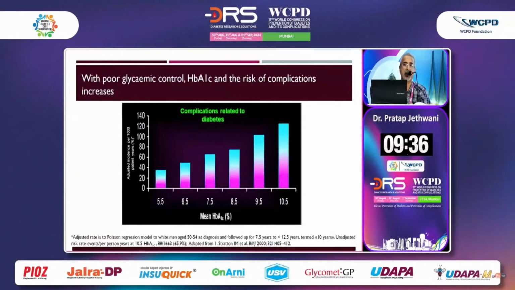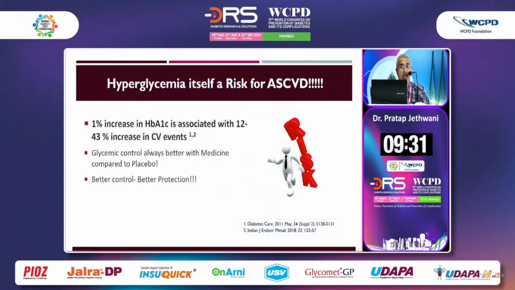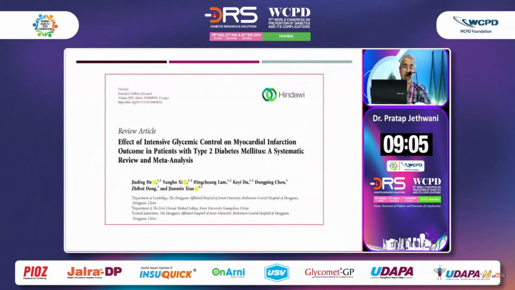And we all know that as HbA1c increases, the risk of complications increases. Also, hyperglycemia is not only a risk factor for microvascular complications, it is also a risk factor for all the macrovascular complications. A 1% increase in HbA1c is associated with a 12 to 43% increase in CV events. Therefore, if you achieve glycemic control in a better manner, there are better chances of preventing not only microvascular complications but also macrovascular complications. And there is evidence to support this.